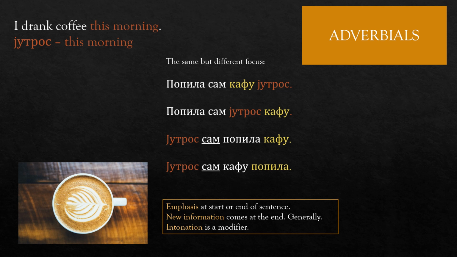You can think of it as what is already known comes first, and new information comes in the end of the sentence. But this goes for written language. In spoken language, you can use intonation to stress any word you want, and that overrides the word order. You can say, jutros sam popila kafu, and it will stress the drank and not the coffee, even though coffee came last.